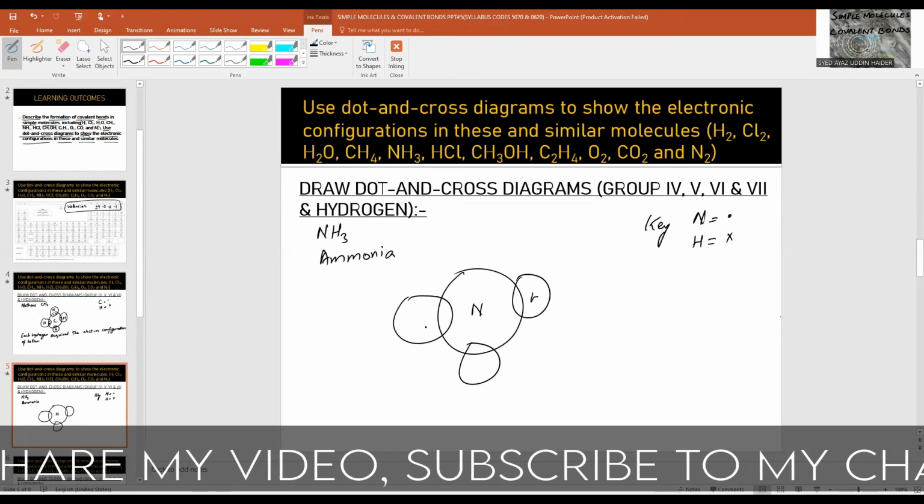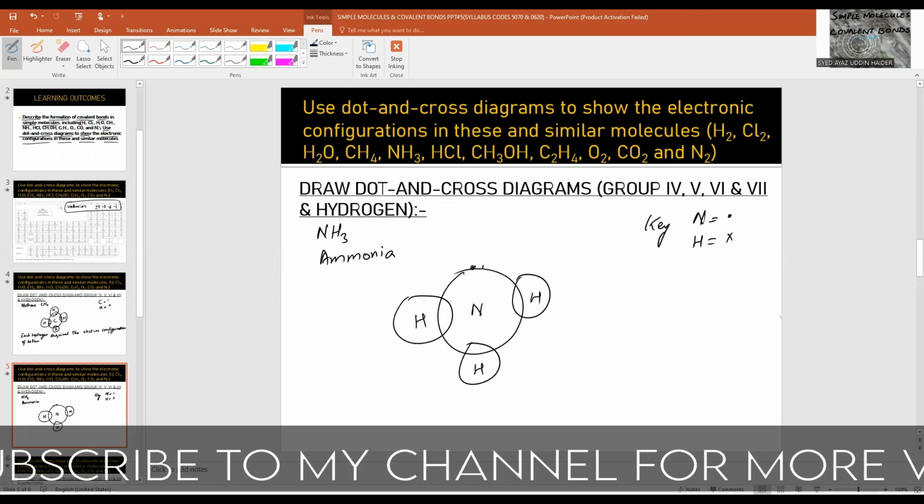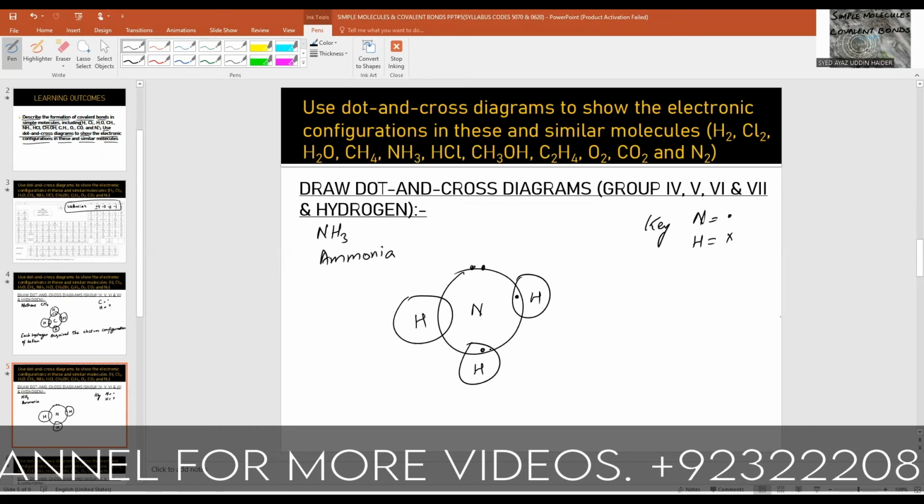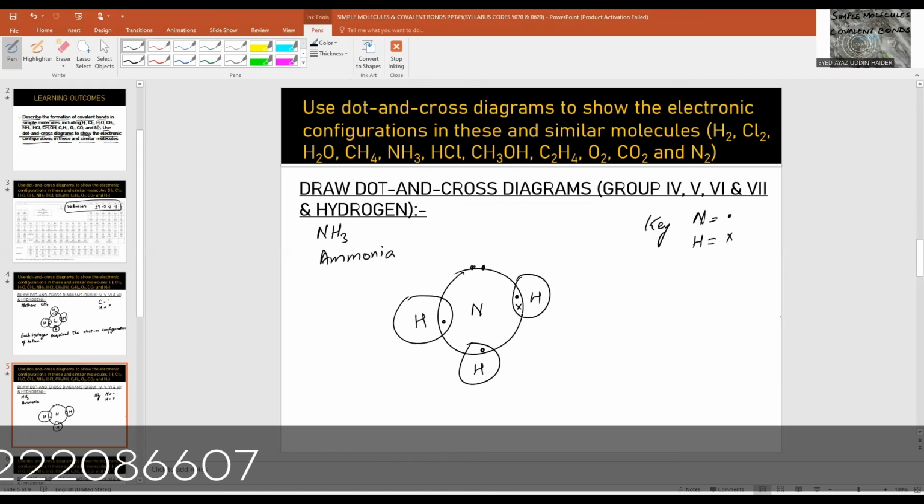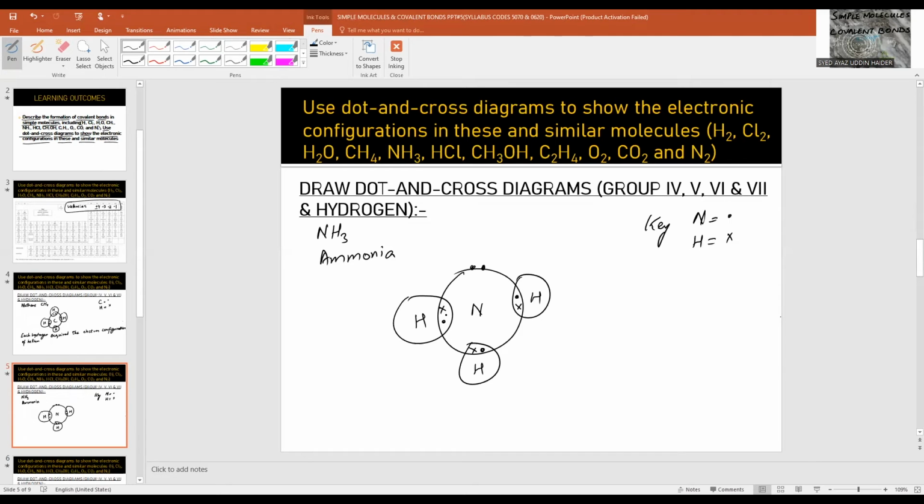Let's show the valence electrons for nitrogen: 1, 2, 3, 4, 5. For each hydrogen atom, it will be shown with cross. 1 for this hydrogen, 1 for this hydrogen, 1 for this hydrogen. Count the number of electrons for nitrogen: 1, 2, 3, 4, 5, 6, 7, 8. Which means nitrogen has completed its valence shell, and each hydrogen got 2 electrons in its valence shell now. So all of these have completed their valence shell.